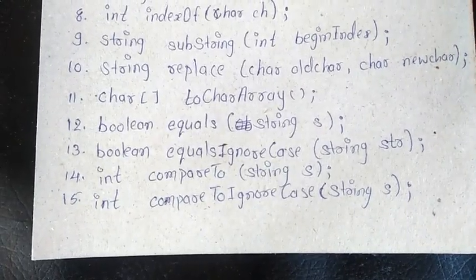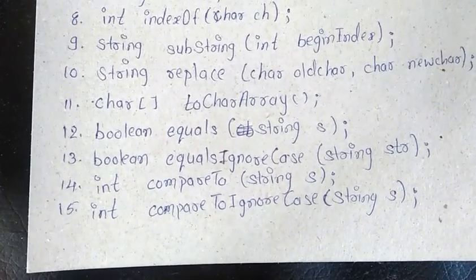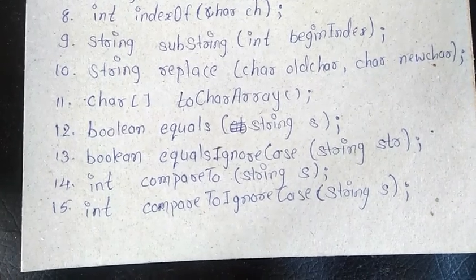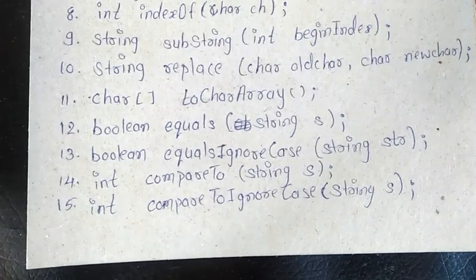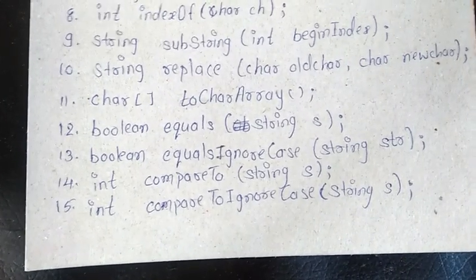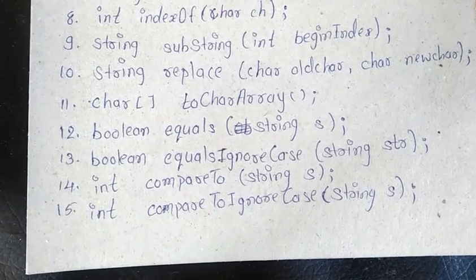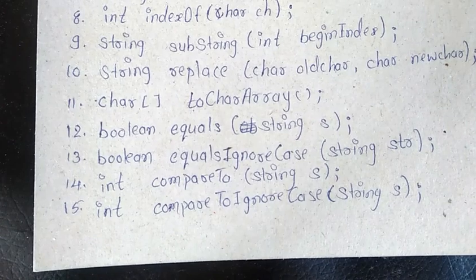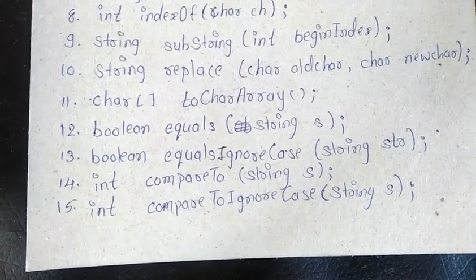Next method is compareTo. This method also compares two strings, but it returns an integer value. It returns 0 if both the values are equal, it returns a positive value if the first string is greater than the second string, and it returns a negative value if the second string is greater than the first string.